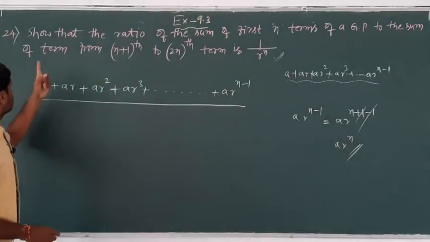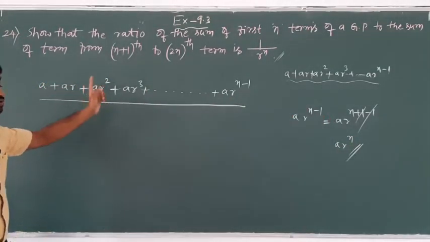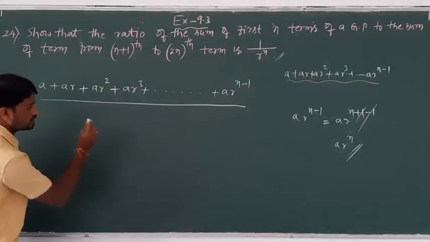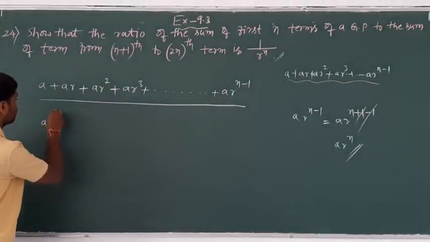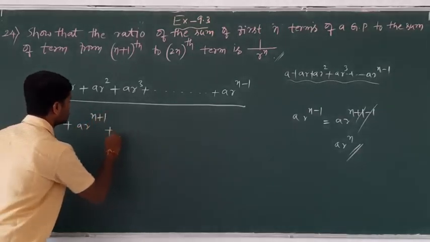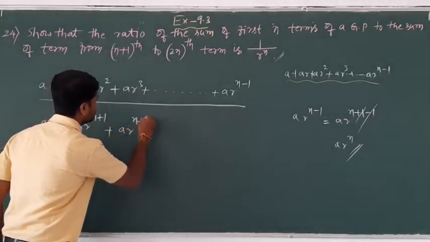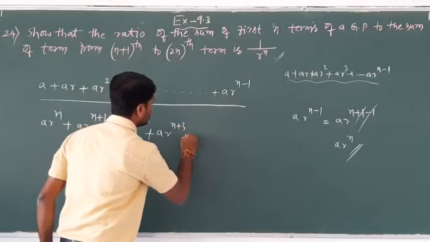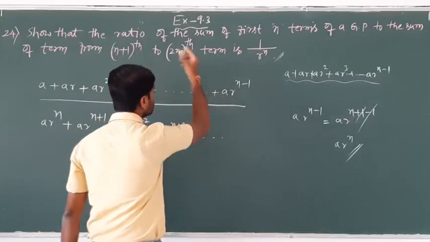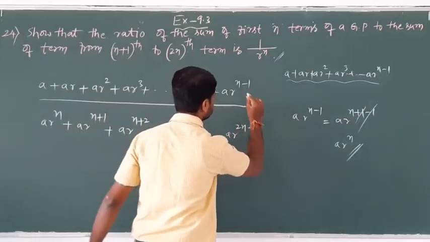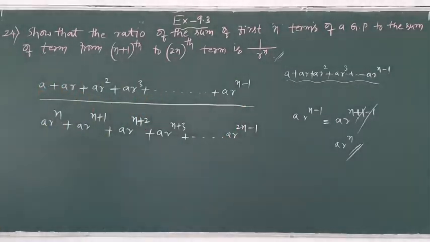From the (n+1)th to the 2nth term, the sum is a into r power of n, plus a into r power of n plus 1, plus a into r power of n plus 2, plus a into r power of n plus 3, up to so on the 2nth term, which is a into r power of 2n minus 1. Clear?